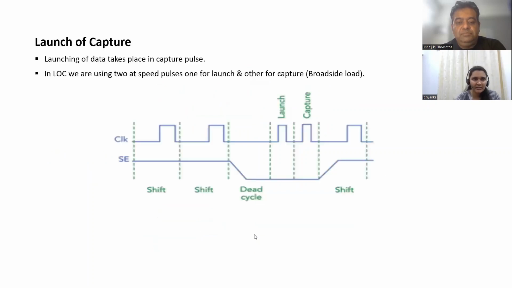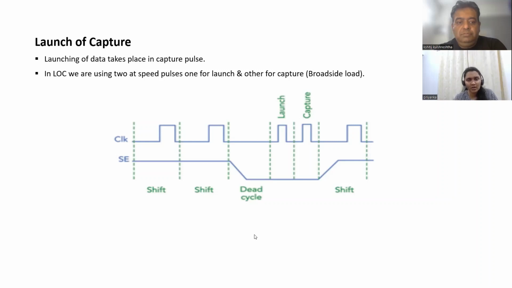Next, we'll discuss the launch of capture. The launch of capture is a method in which we are using two pulses. One is for launching the data, and another one is to capture the data. In this method, there is no need to worry about the scan enable signal, because you're not launching data on the shift frequency. Both the things are on capture frequency. So there is no way of mismatch of your data, or your data should not be lost, because both the launch and capture are on the same frequency.